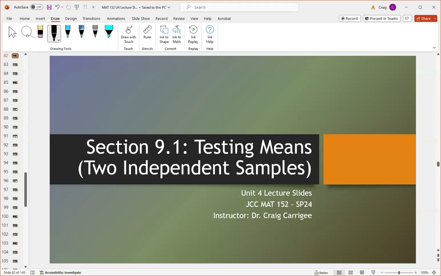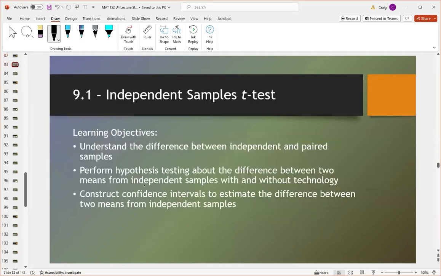In this section, we're going to talk about how to answer questions about two independent samples. In the next section, two different samples of proportions. And then in the last section, we'll talk about paired samples. And so in this section, we're going to talk about the difference between independent and paired samples. And then we're going to perform some hypothesis tests using independent samples. And then I'm going to show you how to do the same types of hypothesis tests with a confidence interval.